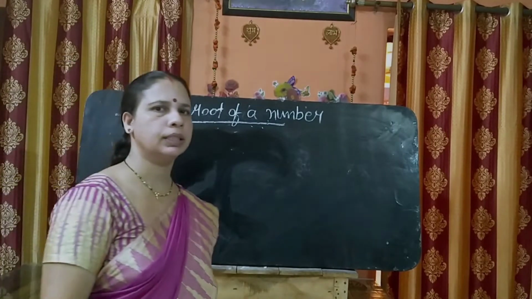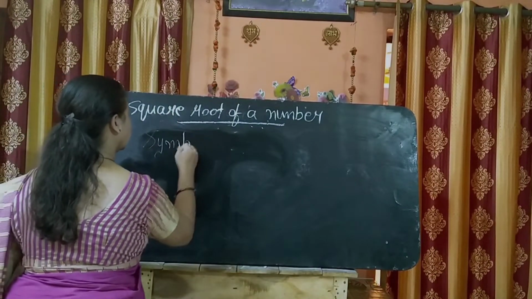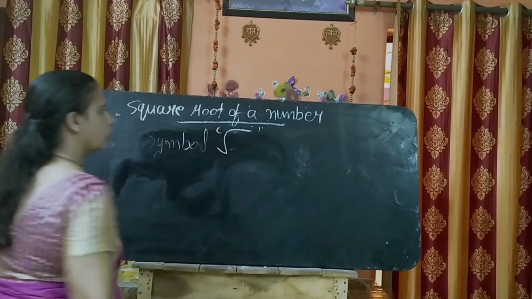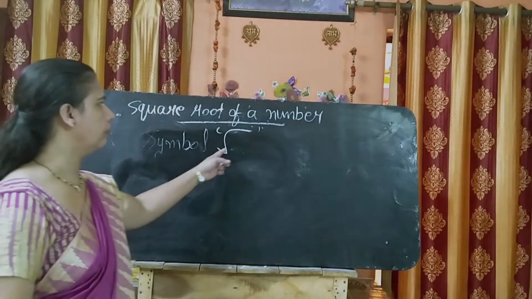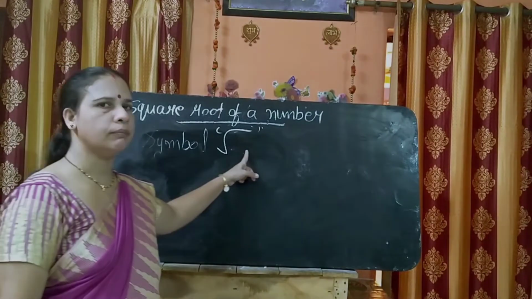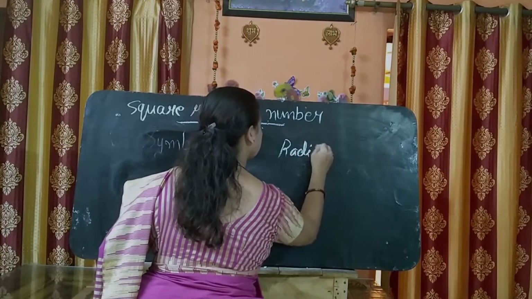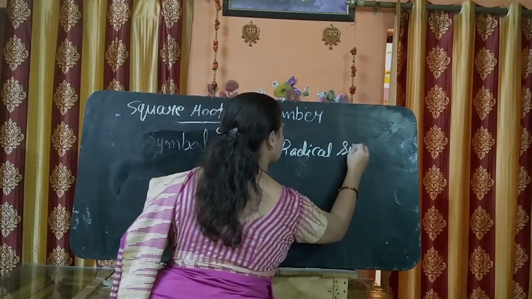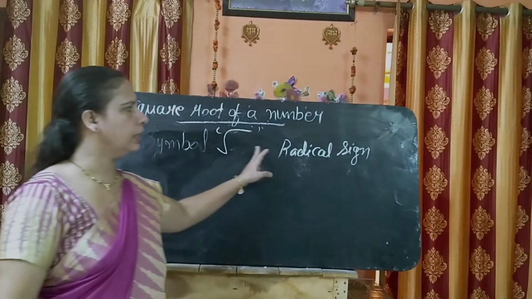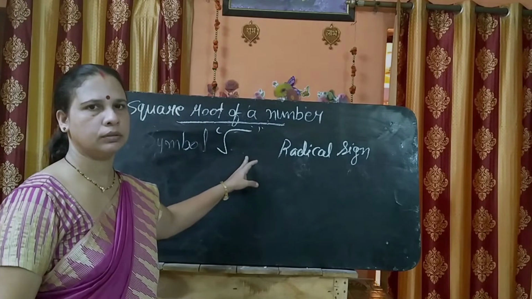Square root is represented by this symbol. This symbol is known as the square root symbol or radical sign.